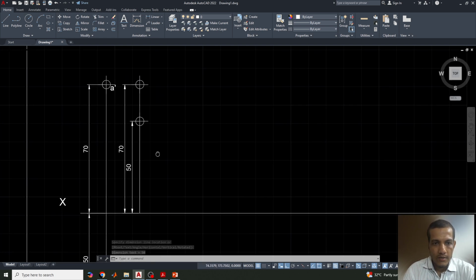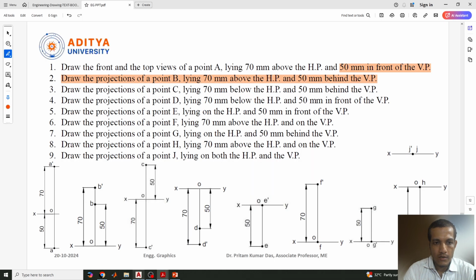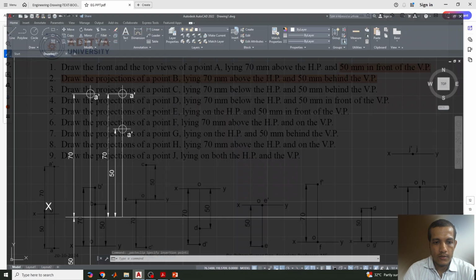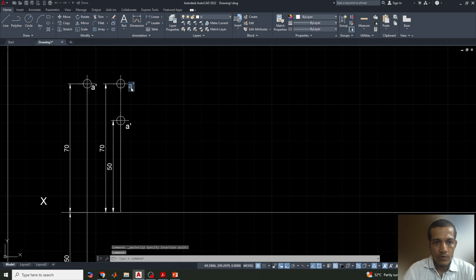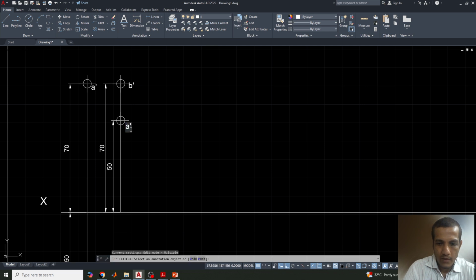Now we need to give the text for this. This is the B point. So keep it here. Another point, we'll keep it here. I have copied this one actually. So what is the location given? It is 70 mm above. That means the front view will be there. So I can go for B point and B dash, and here is B point, not dash.